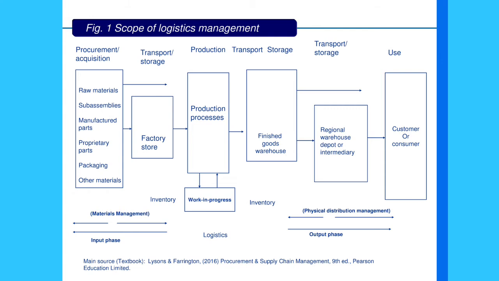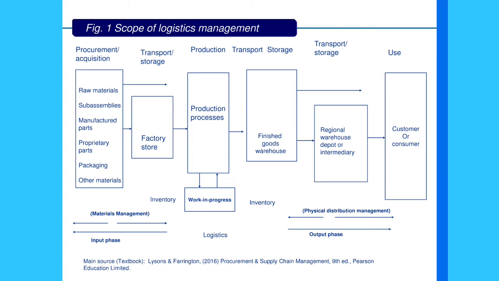So in other words, you can say that logistics is a sum of, in a simple way, materials management and physical distribution management for a company, for an organization. Okay, so it has an input phase and it is concerned with the output phase. That is very important to understand.